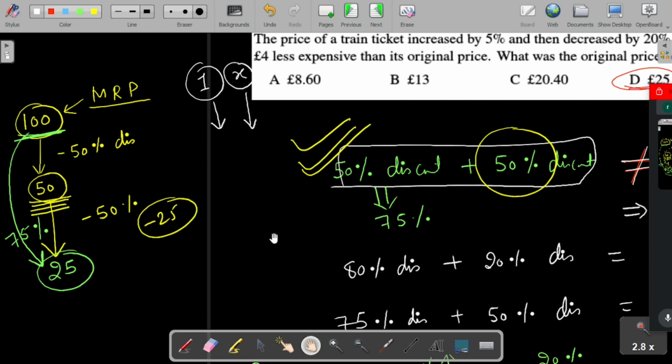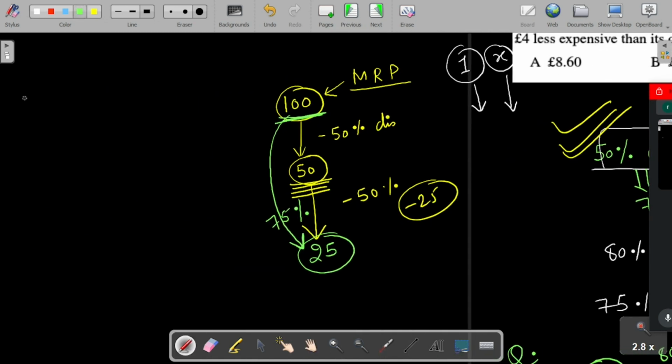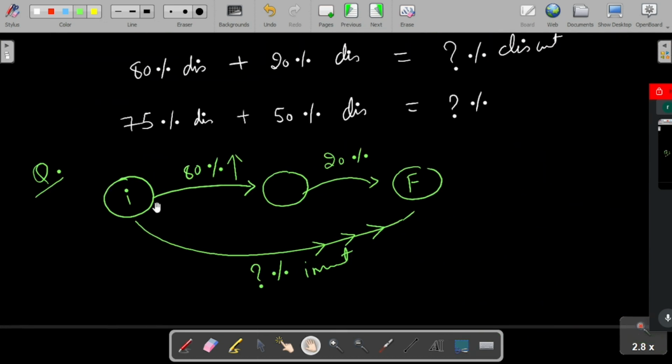But we have some shortcut method also, and this is called successive discount, or you can say successive increment. For example, in this case, increased, then 20% on increased value. So it's again a successive increment. You may have successive decrement, you may have successive increment. Are you getting my point?